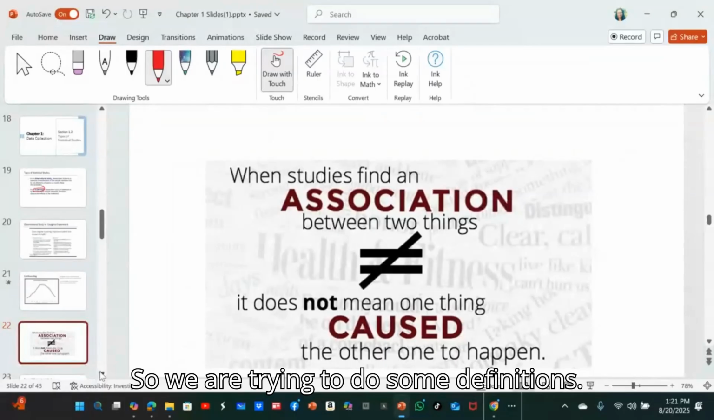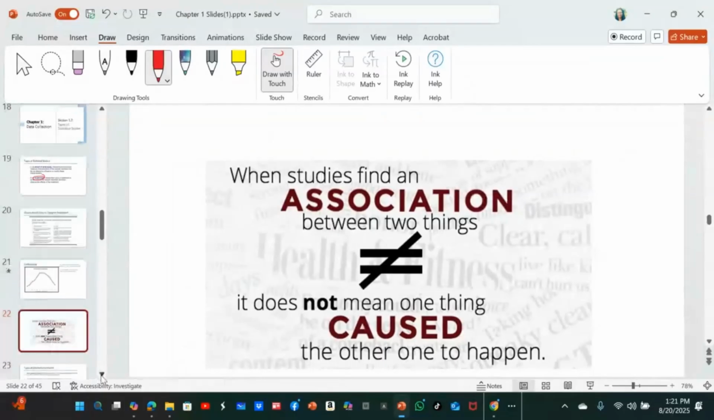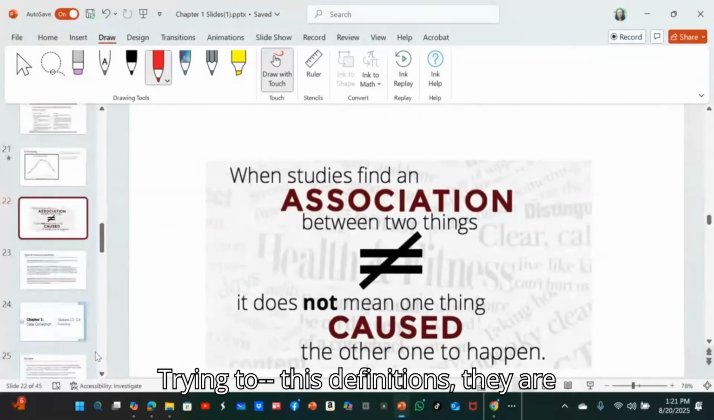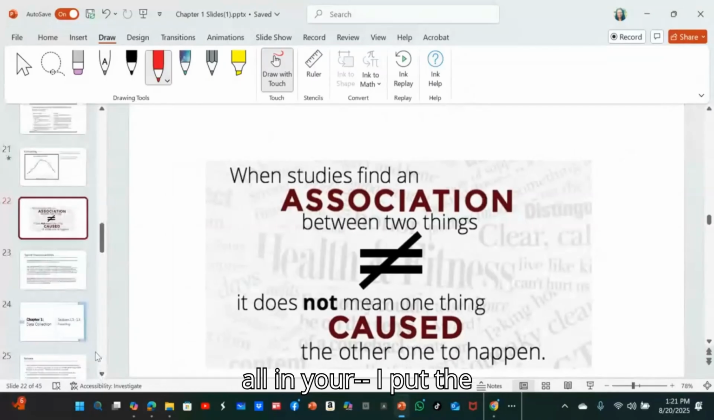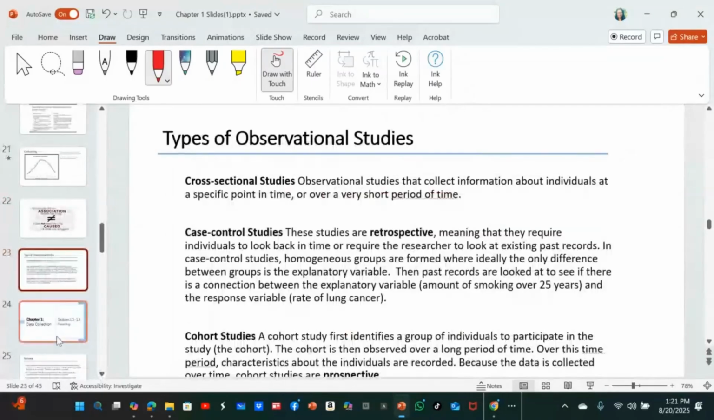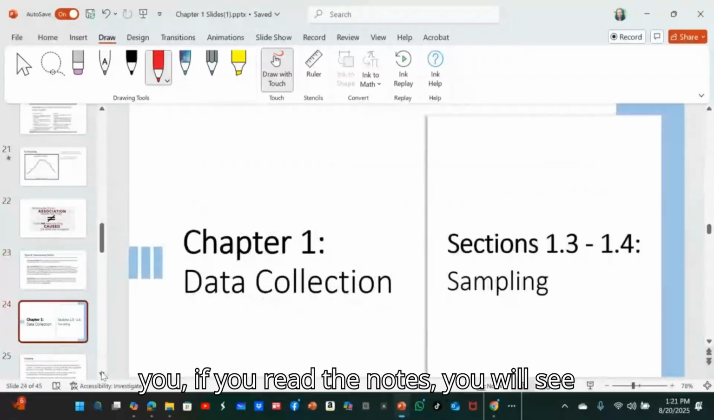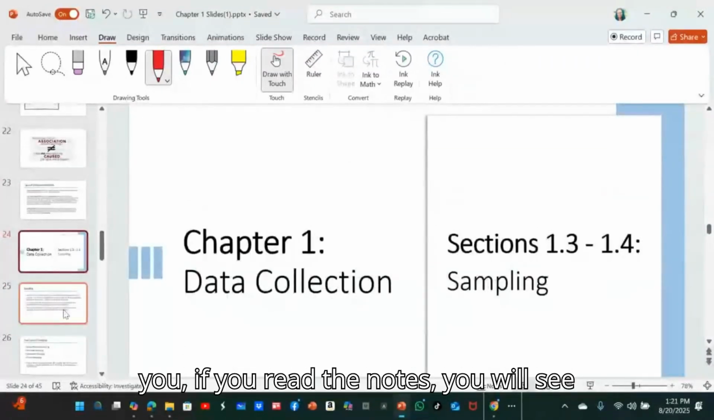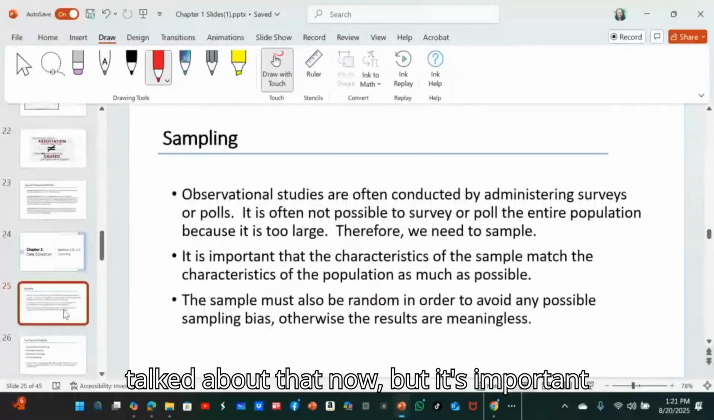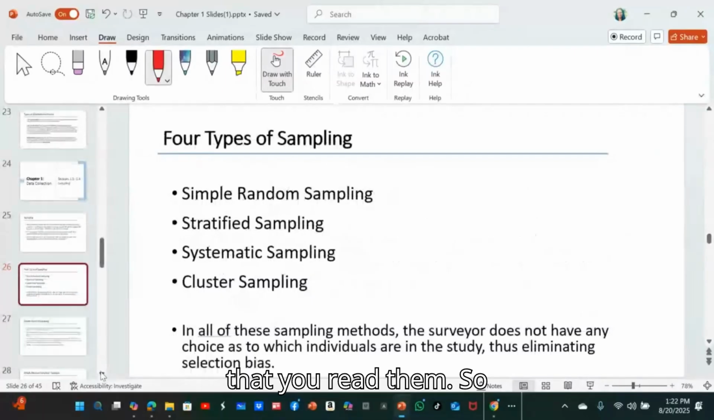So we're trying to do some definitions. These definitions are all in the notes I put on the blackboard. If you read the notes, you will see the observational studies we just talked about, but it's important that you read them.